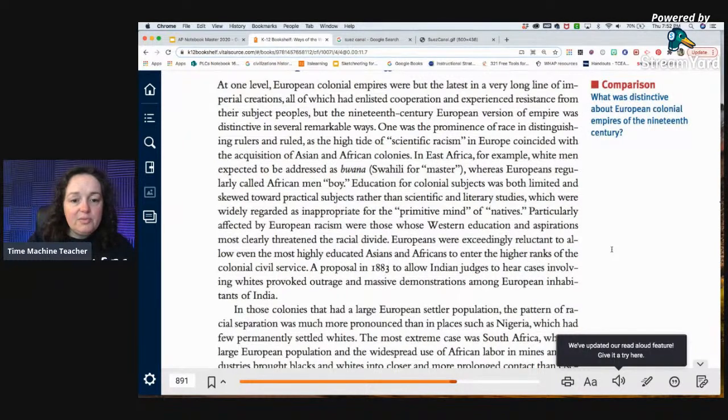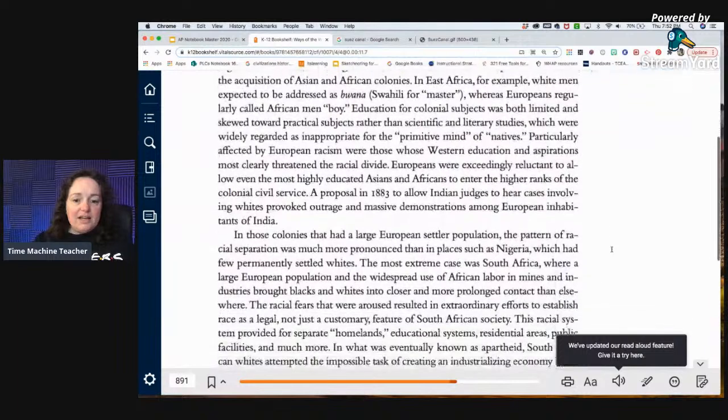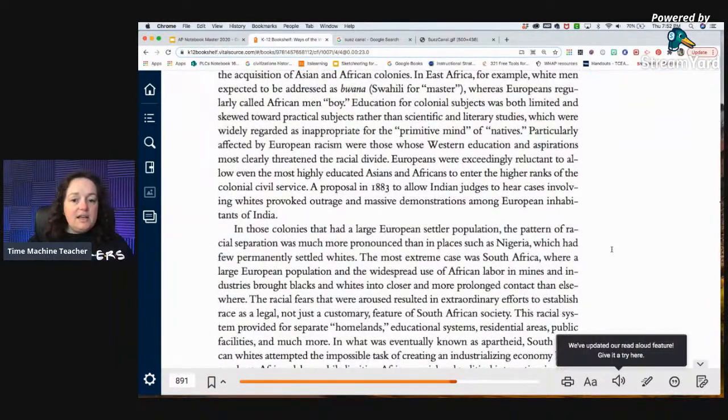Particularly affected by European racism were those whose Western education and aspirations most clearly threatened the racial divide. Europeans were exceedingly reluctant to allow even the most highly educated Asians and Africans to enter the higher ranks of colonial civil service. So they were worried about that if they had too much education. A proposal in 1883 to allow Indian judges to hear cases involving whites provoked outrage and massive demonstrations among European inhabitants of India.